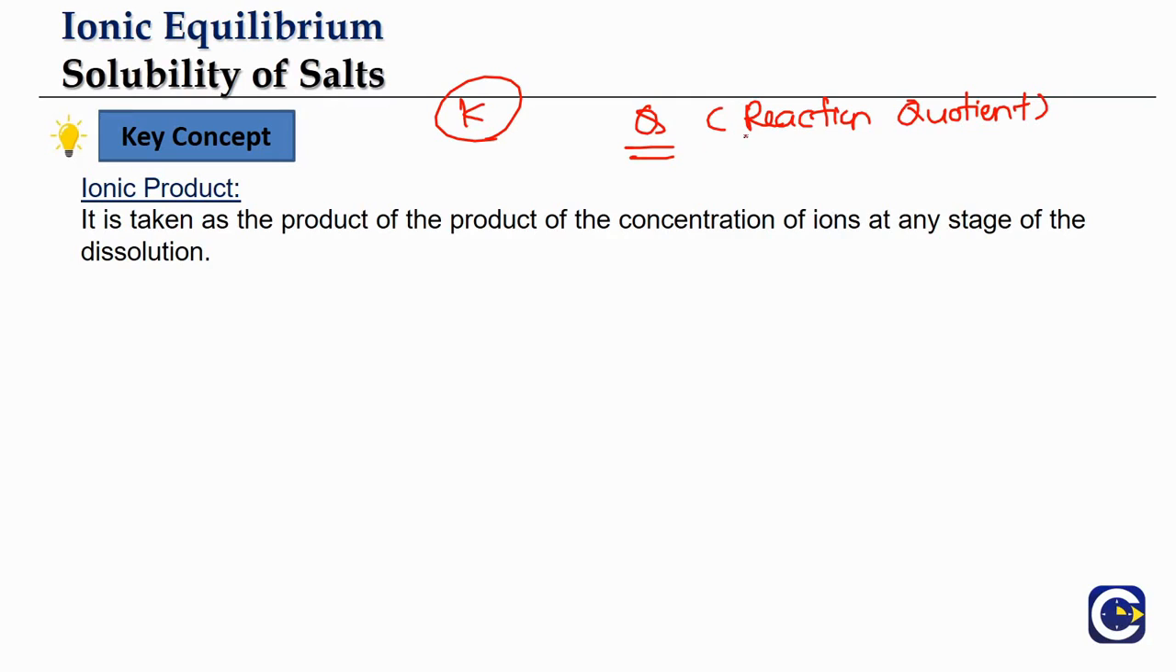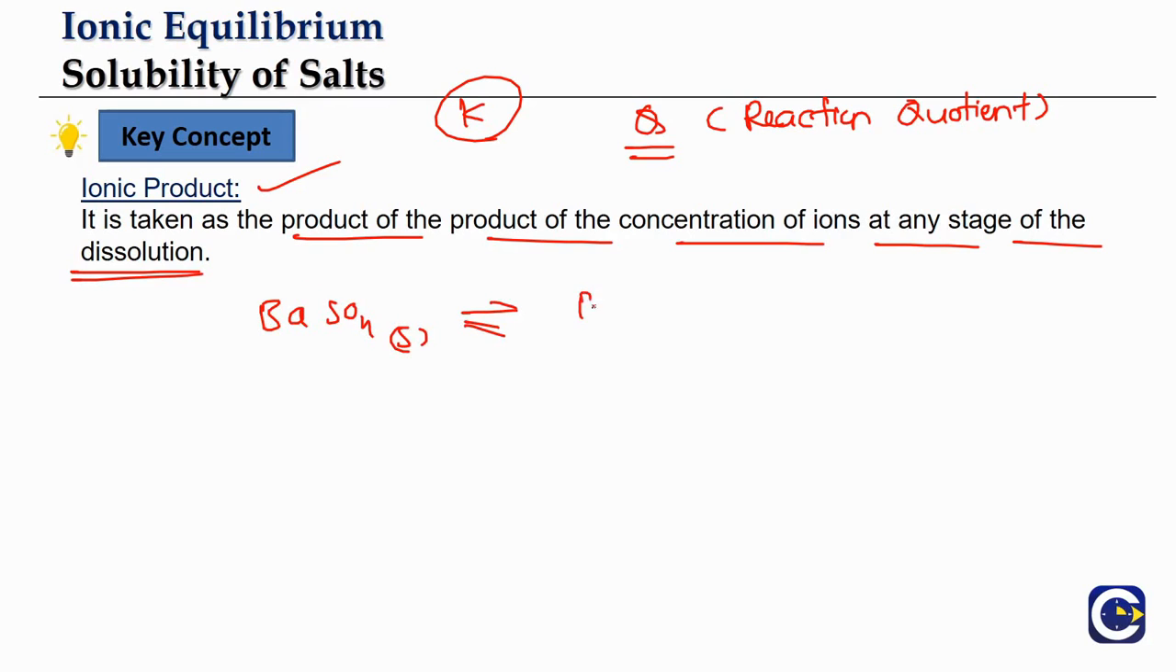Now very similarly, in the case of the solubility of salts, we have the idea of what we call the ionic product. The ionic product is the product of concentrations of ions at any stage of the dissolution. It is just like our Q. Say, for example, I am talking about the dissolving of barium sulfate. It is going to give us barium 2+ ions and sulfate ions, both in the dissolved or aqueous state.